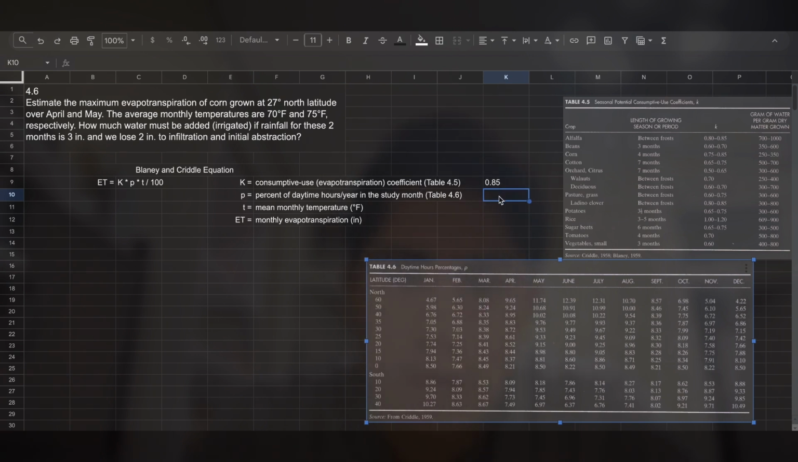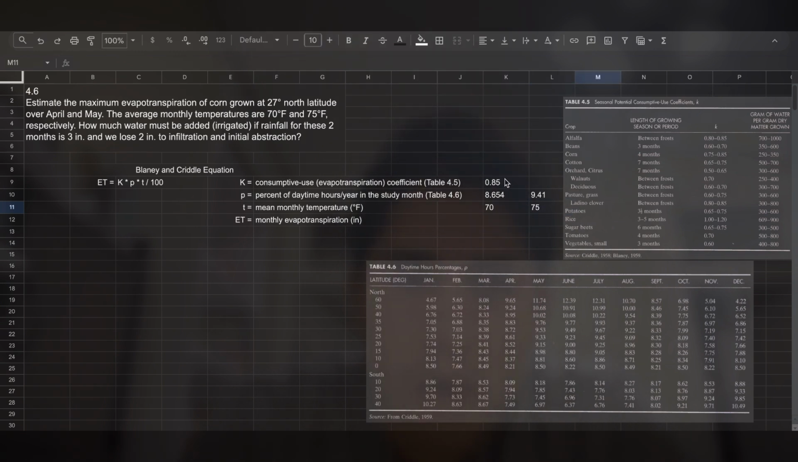So we have 2 values of P, which I have already. For April it will be 8.654, and the way you get this value is by interpolating. And for May it is 9.41. Again, this is for 27 degrees north latitude. And the mean monthly T, we're given 2 as well, which is 70 for April, and 75 for May.